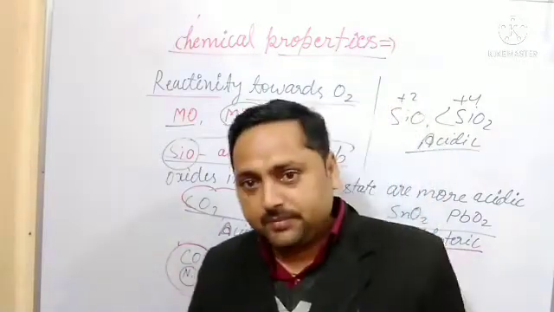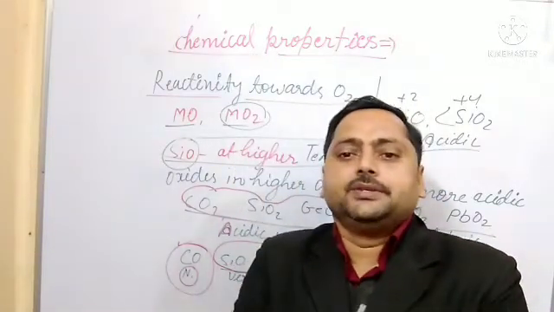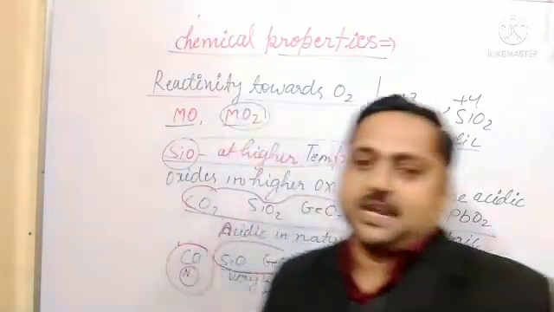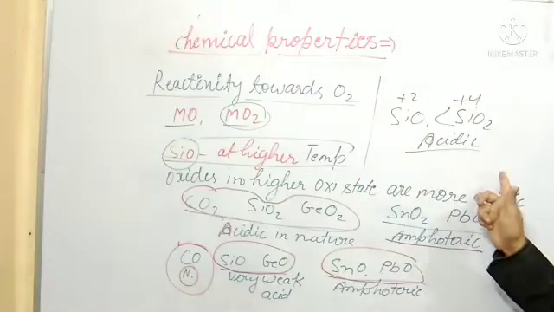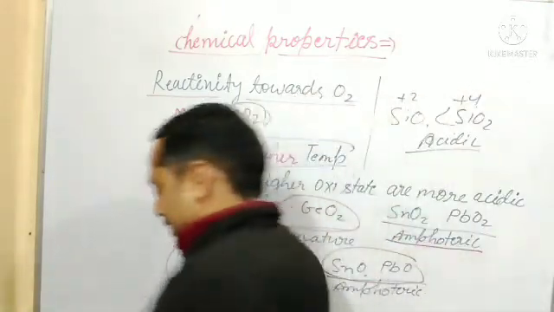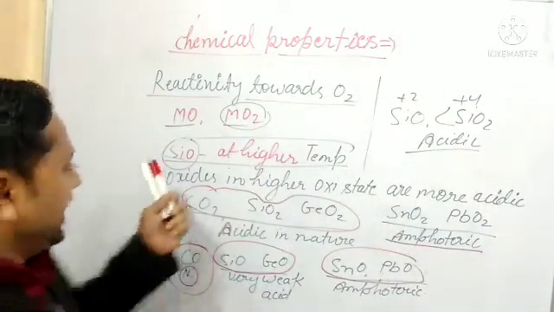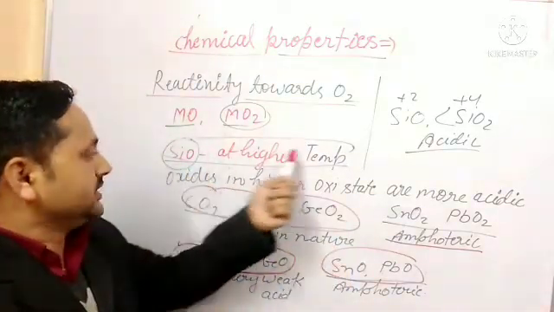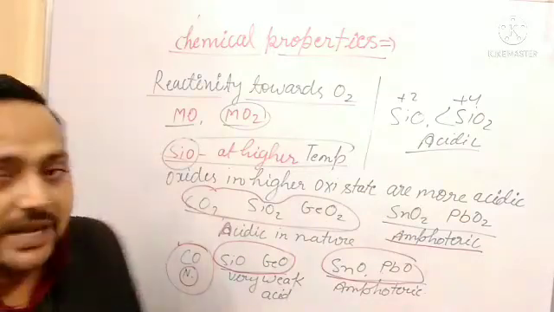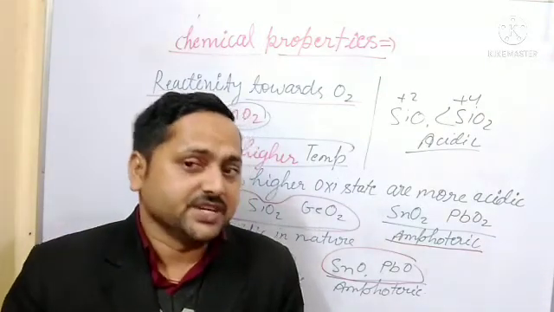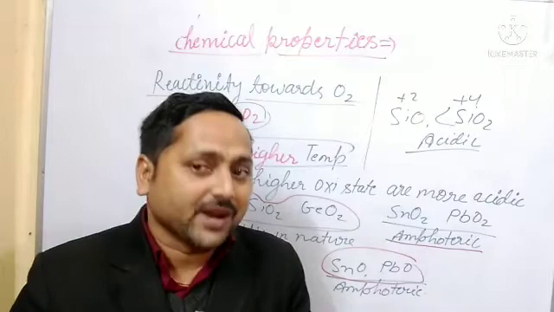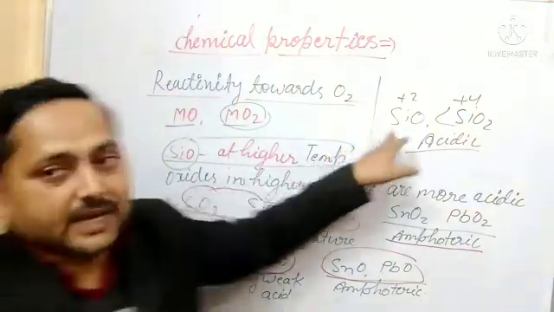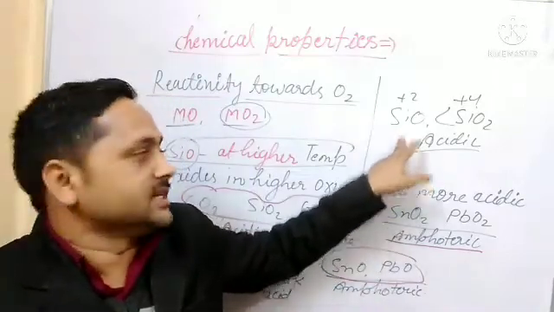In these oxides, acidic character increases on increasing the oxidation state of the element, as I have already told you. SiO exists only at high temperature, and oxides in higher oxidation states are more acidic. Here we can see that this one is less acidic than that.